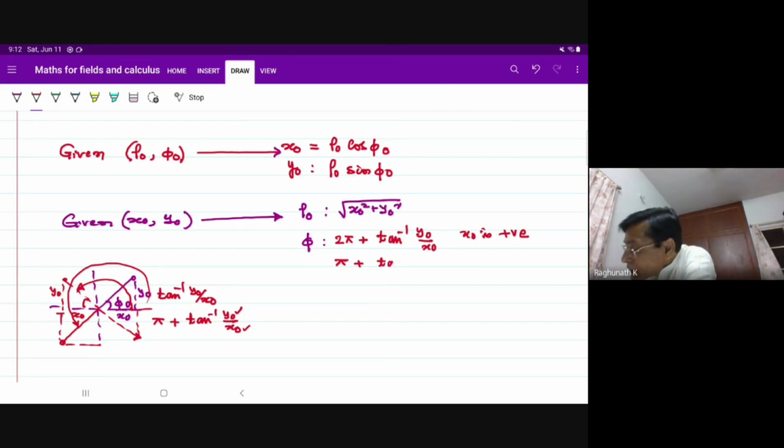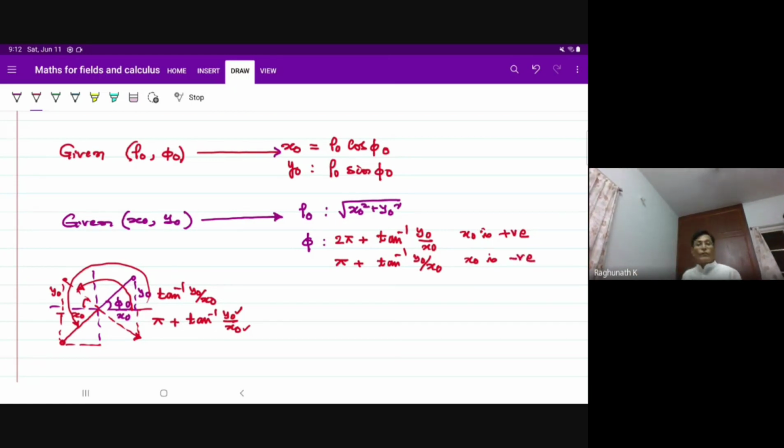Pi plus tan inverse of y naught by x naught if x naught is negative is the formula. Once x naught is negative, the formula is pi plus tan inverse of y naught by x naught. Y naught and x naught can be both positive or both negative. You have to look at the sign of x naught, select one of the formulae, and then calculate the angle.